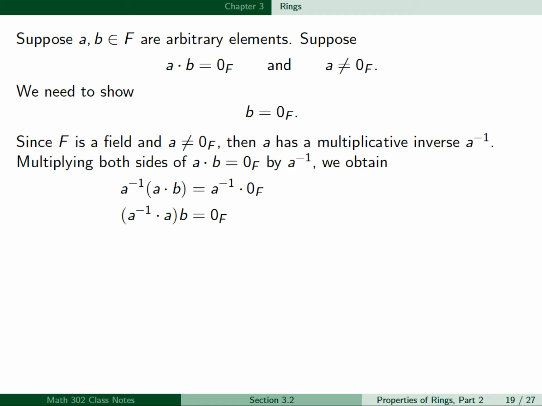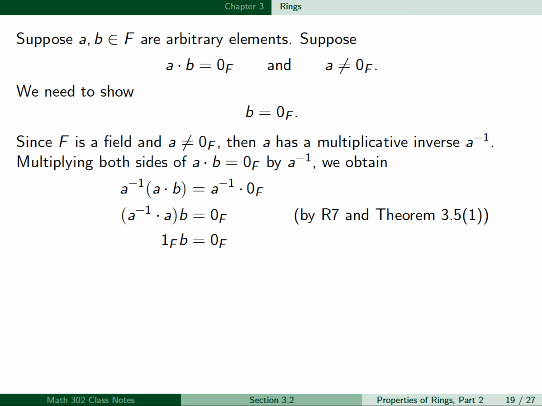And using the associative law of multiplication, we can rearrange parentheses on the left side. So this will be the quantity A inverse times A, times B. And on the right-hand side, A inverse times 0 is equal to 0. That's by theorem 3.5 part 1. So we're using R7, which is the associative law of multiplication, and theorem 3.5 part 1.